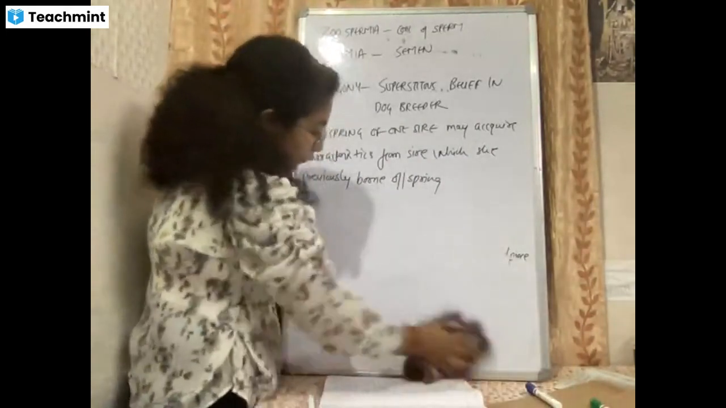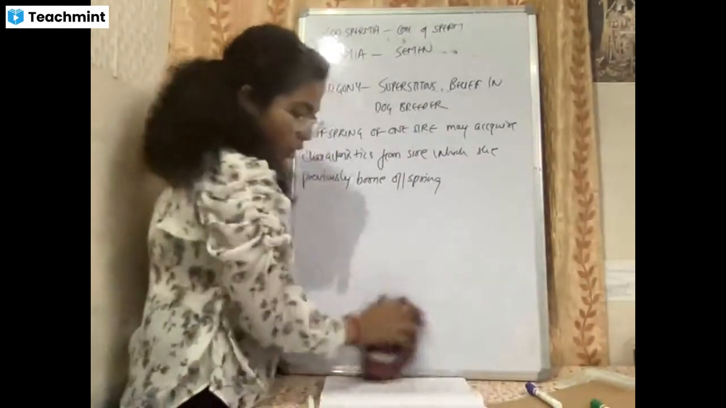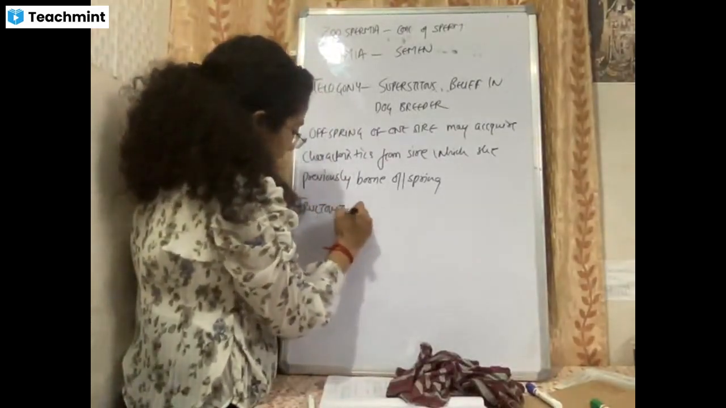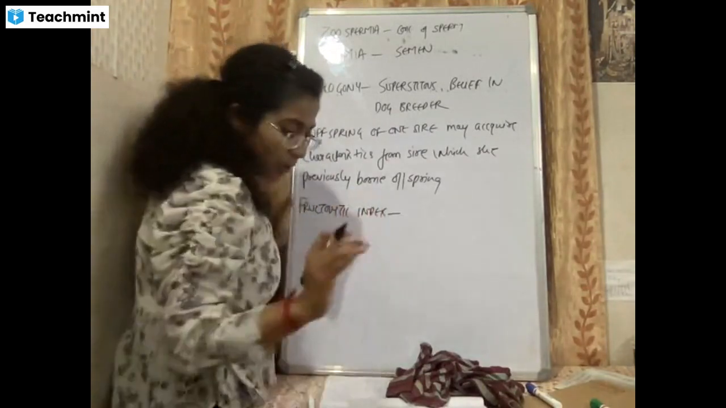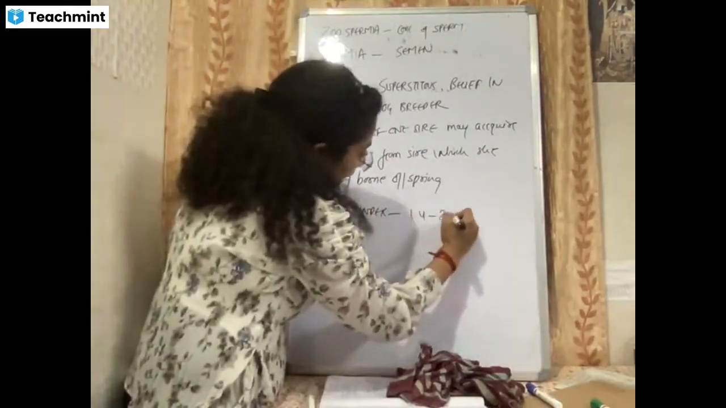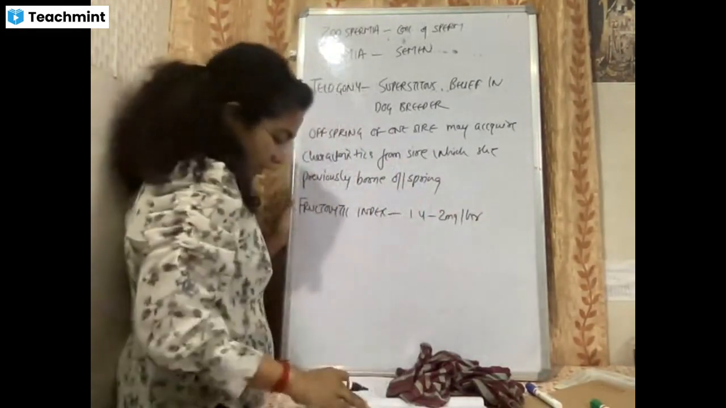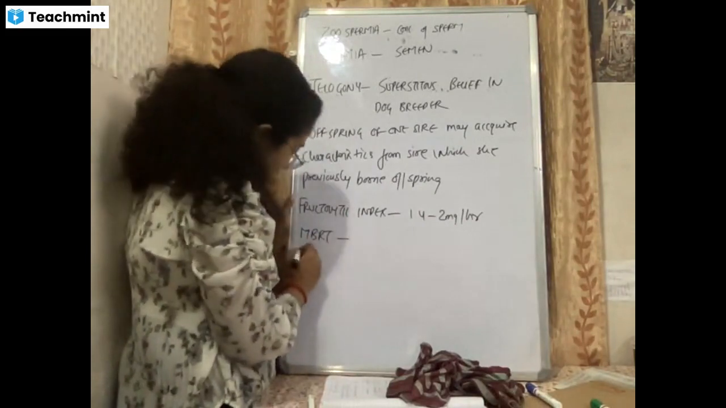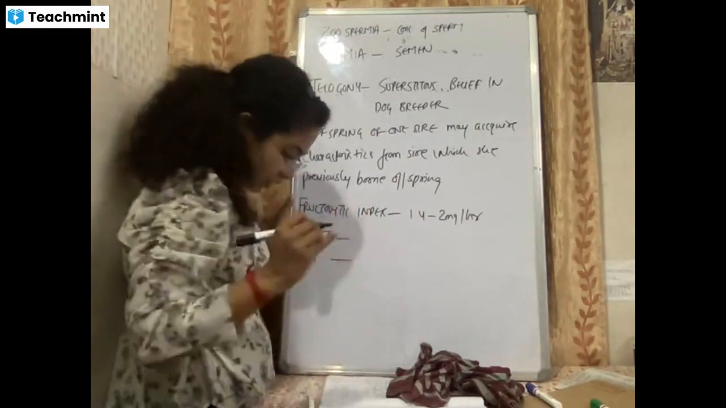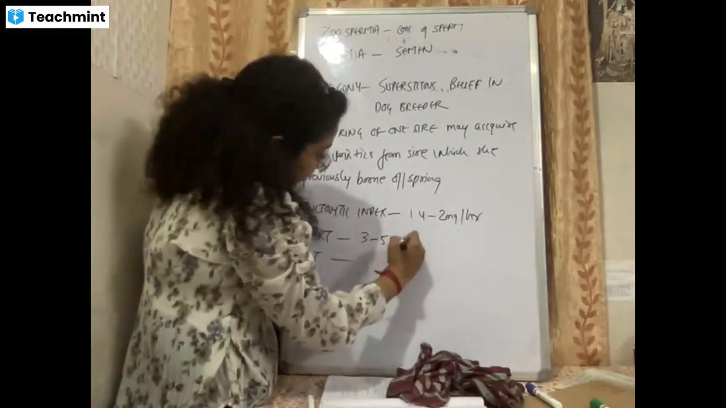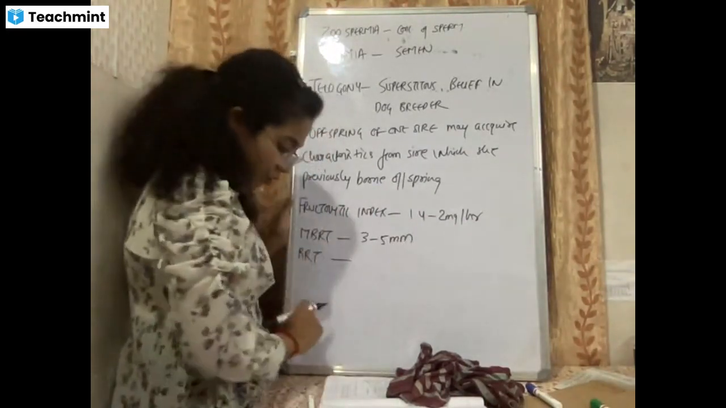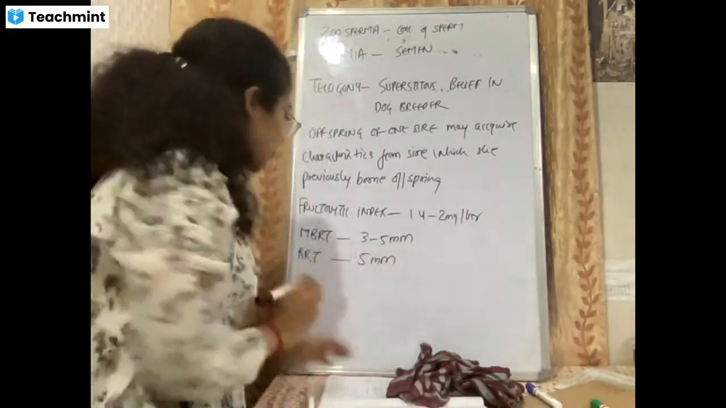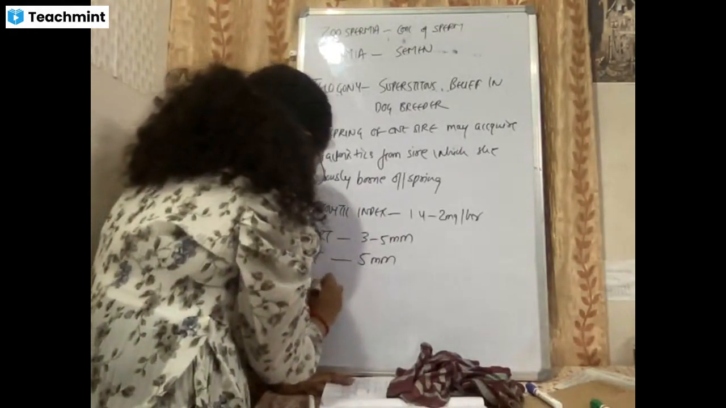Now we should know about the fructolytic index, which is sometimes asked. Normally it is 1.4 to 2 mg per hour. We should also know about the MBRT values, the methylene blue reduction test. The normal value is 3 to 5. Then we should know about the sperm specific enzymes.